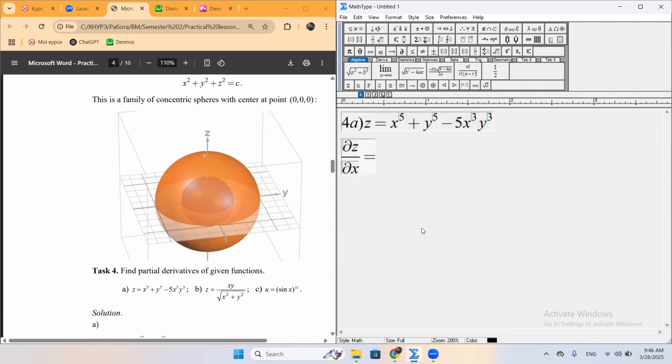So when we differentiate by x, we have 5x in power of 4 minus 15x square y cube. And now differentiating by y, we have 5y in power of 4 minus 15x cube y square. Any questions about this exercise?